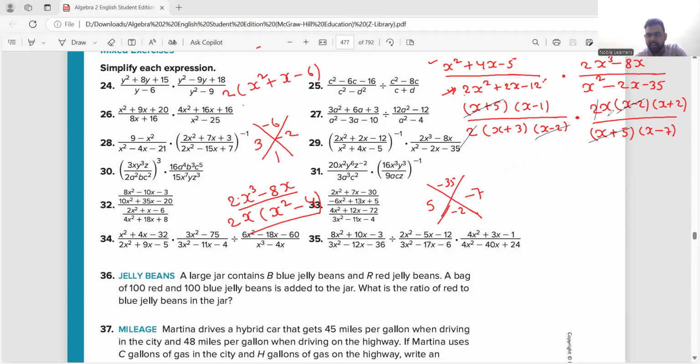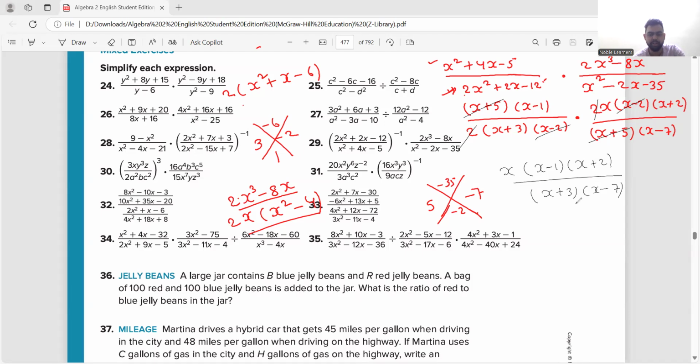See, there is an x at the top, so you'll write x, right? Correct? x minus 1, x plus 2. Done. And in the denominator, x plus 3, x minus 7, and that is your answer. No problem? Done. This is how we are solving, right?